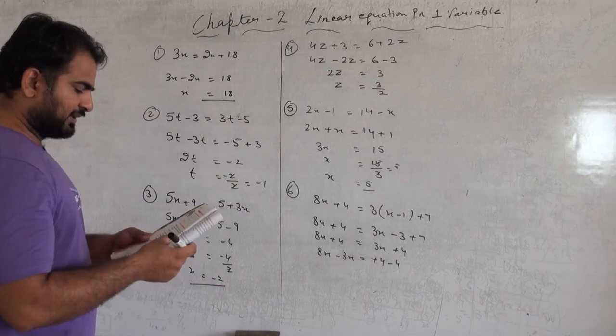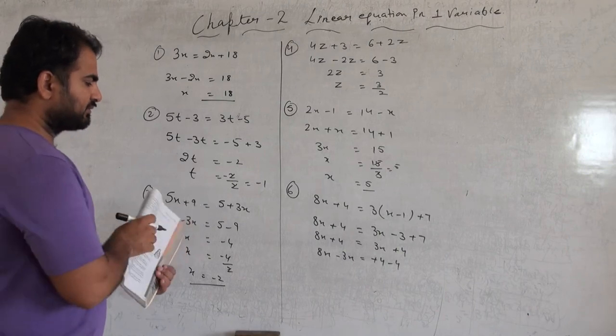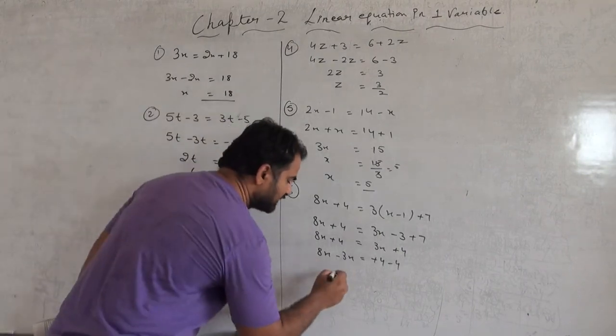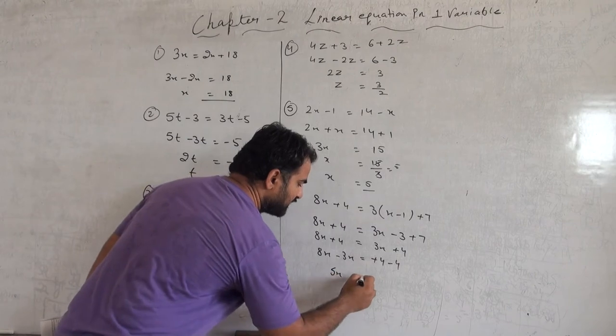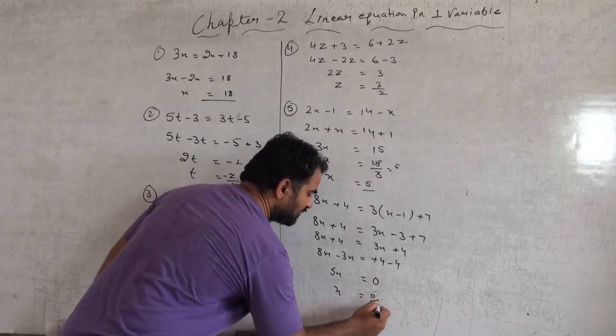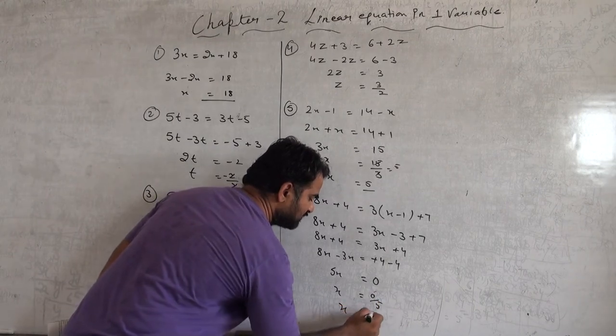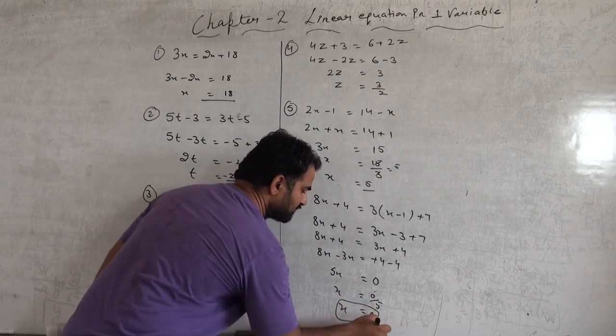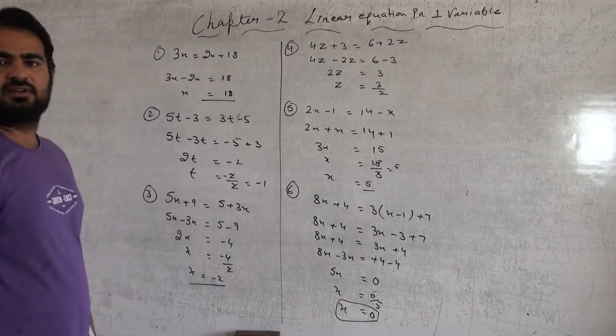And plus 4 and minus 4 will be 0. So 8x minus 3x is 5x equals to 0. And x equals to 0 upon 5. So x equals to 0. Okay, this is the final answer.